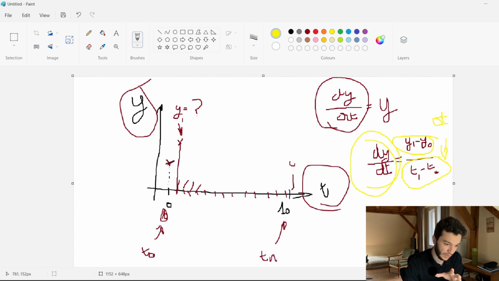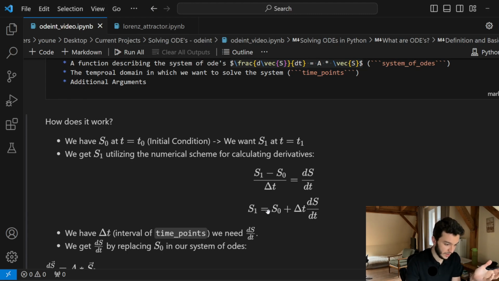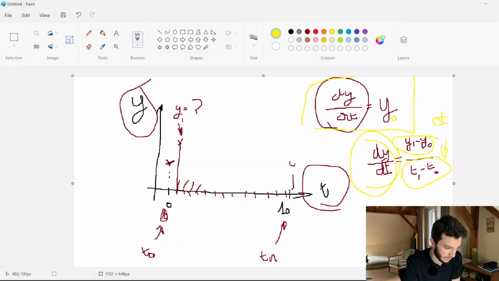But remember, we have our differential equation, this one, that says that dy over dt is equal to y. Now, dy over dt at t equals 0 will be equal to y0. So we know that, coming back here, that s1 is equal to s0 plus dt times ds over dt. Now we know that ds over dt is equal to s, by analogy to our equation right here, which is equal at t equals 0 to s0. So, in a way, we found a way to express y1.